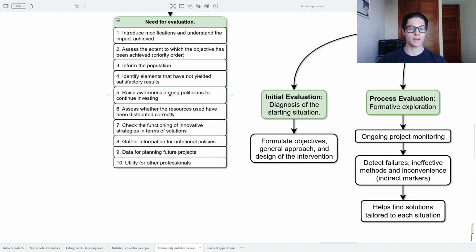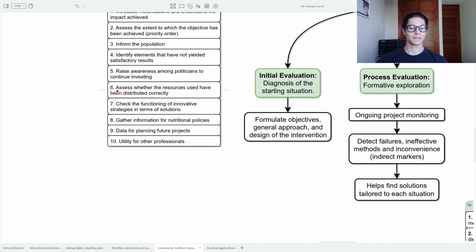Number 5, to raise awareness among politicians to continue investing, which is very important. Number 6, to assess whether the resources used have been distributed correctly. Maybe we need to put more effort in other areas. To check the functioning of innovative strategies in terms of solutions. To gather information for nutritional policies as well, so to create new guidelines, for example. To get the data for planning future projects and to benefit others, and the utility for other professionals as well. This data, again, can be very useful for other people to start a new project and maybe find something new.